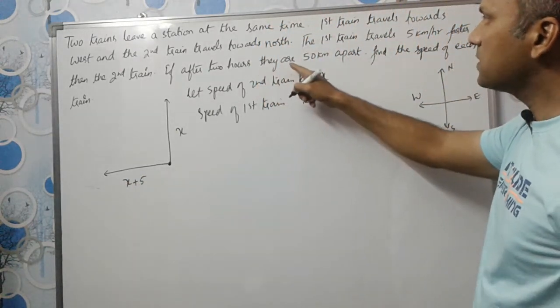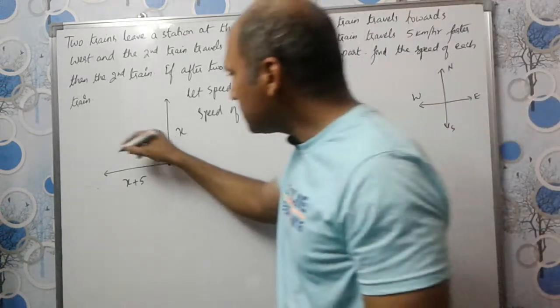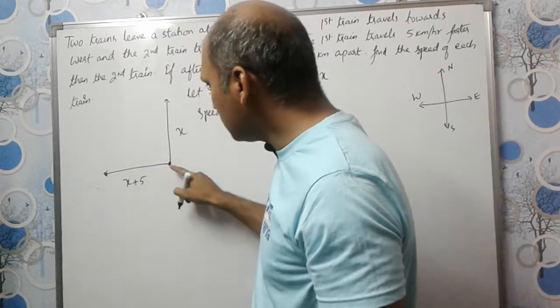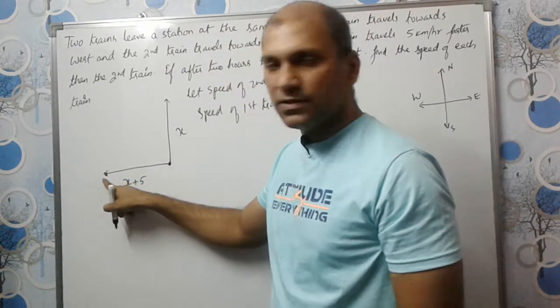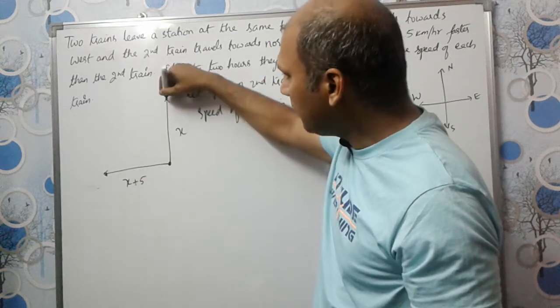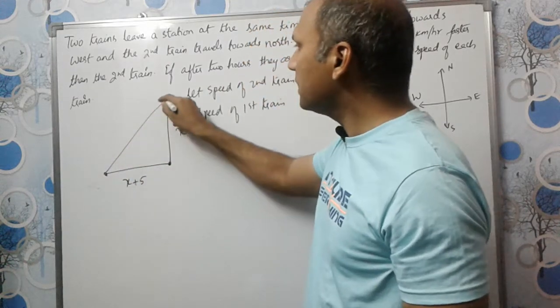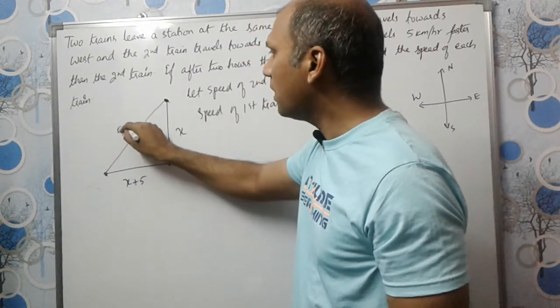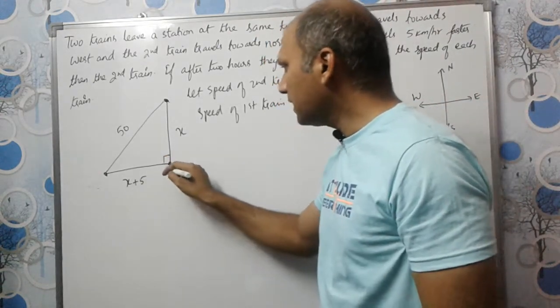After 2 hours, the trains are 50 kilometers apart. That means they are traveling for 2 hours. So the train has started from here and after 2 hours it has reached this point. And this train has started here and after 2 hours this train has reached this spot. Now after 2 hours the distance between these trains is 50 kilometers, given. Now see, this will be a right angle triangle.